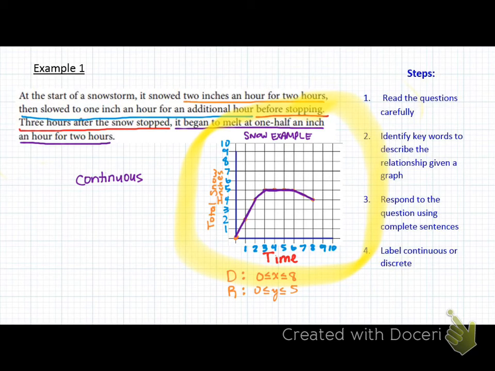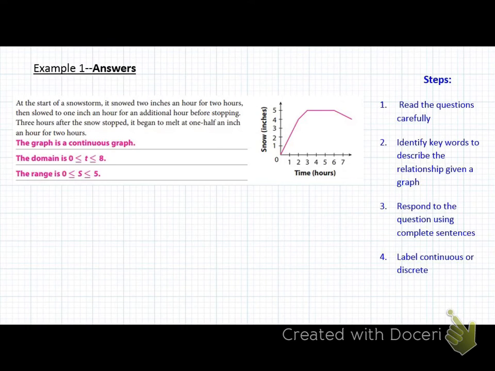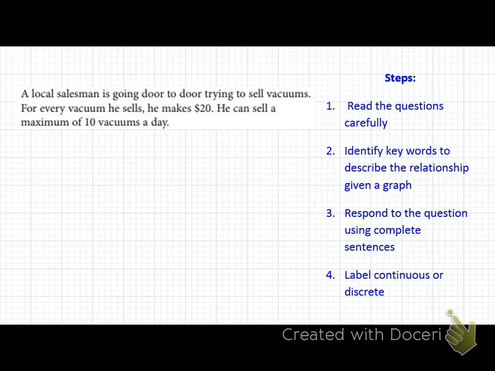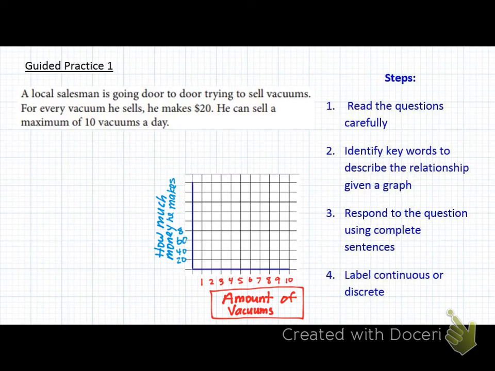So think about that. Let's look back to what I just talked about with the vacuums. Is it possible? Let's talk about this. If he sells 0 vacuums, how much money? 0. If he sells 1 vacuum, how much money? 20. If he sells half a vacuum, how much money? You can't sell half a vacuum. Continuous or discrete? Talk to your group and talk to them about why.